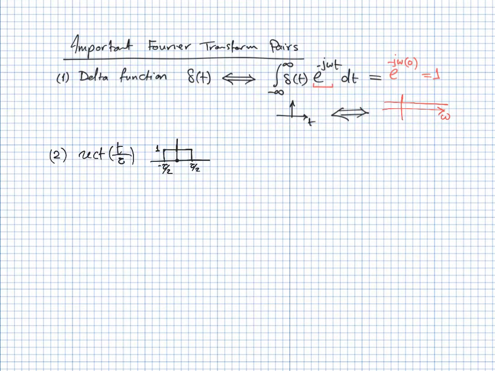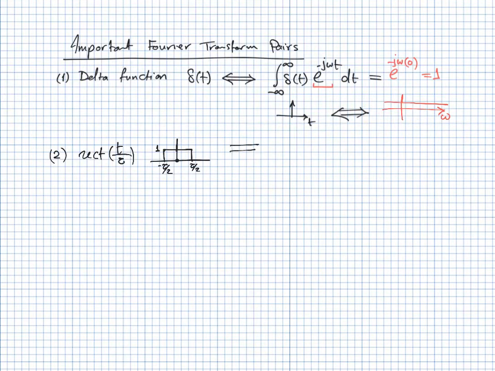If we say rect of t only, then the width is from minus half to half, so the width is equal to 1. For rect of t divided by tau, the width is equal to tau, and it's symmetric, so it's not shifted anywhere. That's the rectangle function. This is very important because when you deal with most digital systems, you encounter such a pulse. When you have digital data being transmitted, you typically send it as constant values within a certain duration. Bit 1 is a constant equal to 1, bit 0 is a constant equal to 0, and so on. So this pulse is very important, and we need to know how it looks in the frequency domain.